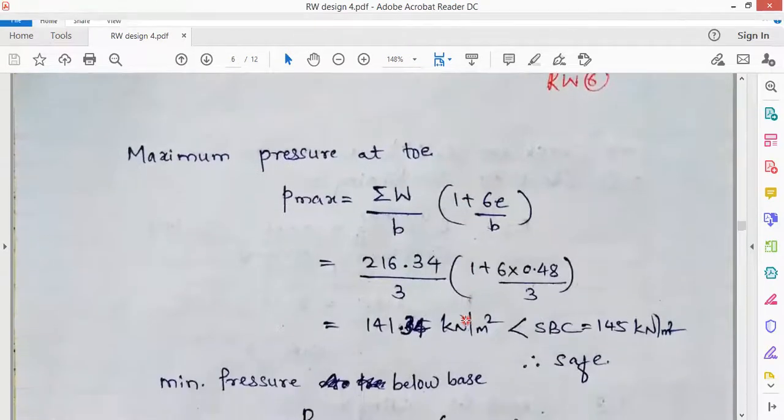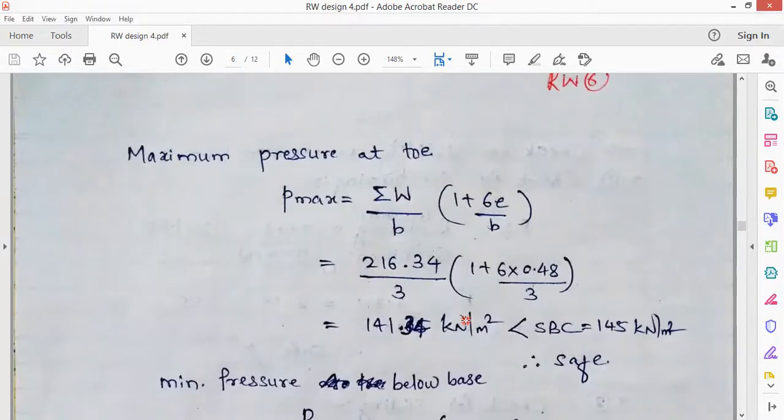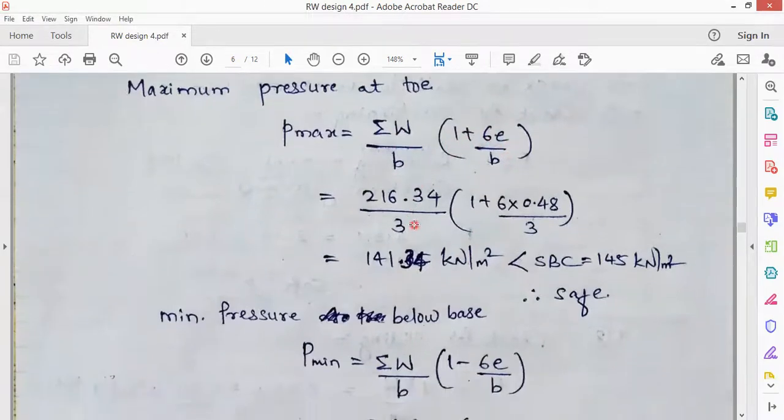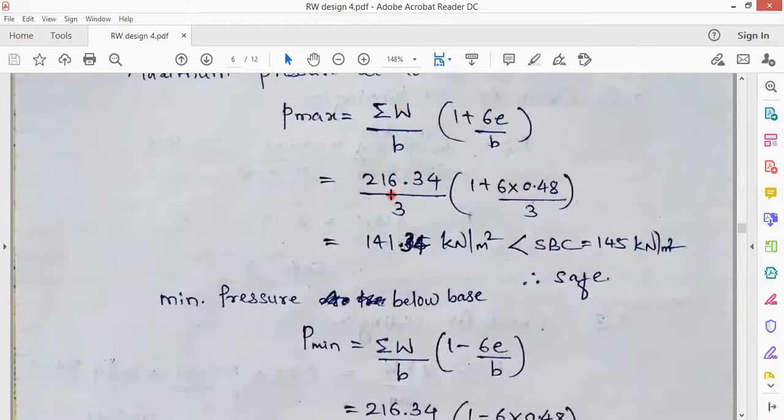So now we have calculated, actually checked three checks, and now we move ahead with calculation of the pressure at different places. So maximum pressure at 2 we will calculate. P max is sigma W by B into 1 plus 6E by B. Substituting the values here, sigma W is 216.34 divided by 3 into 1 plus 6 E, where E is 0.48, divided by 3. So P max is equal to 141.34 kilonewton per meter square.